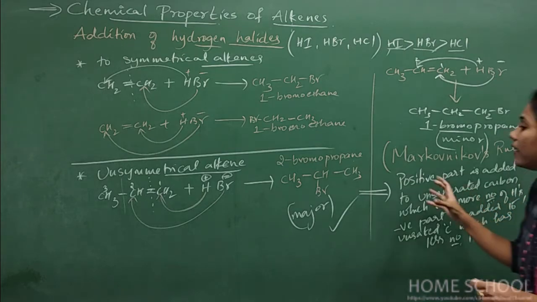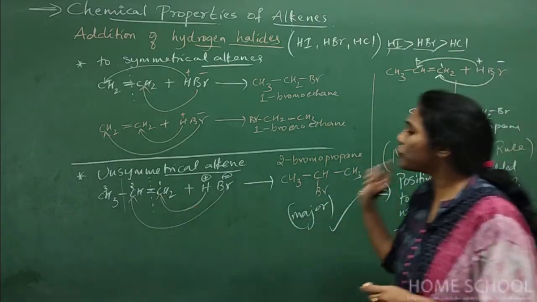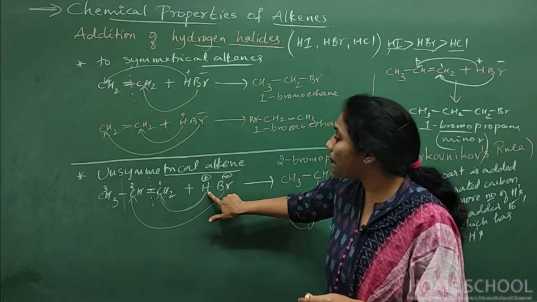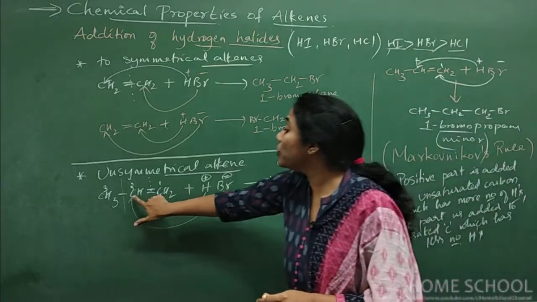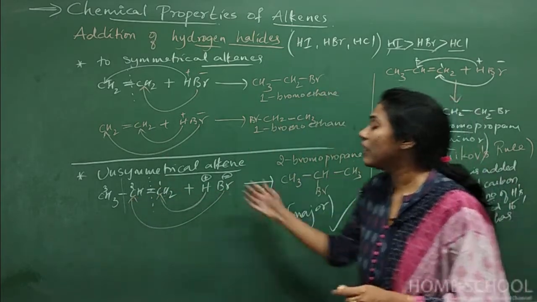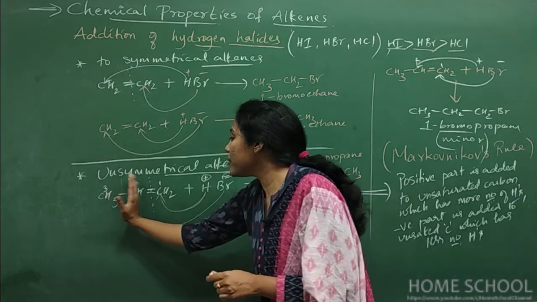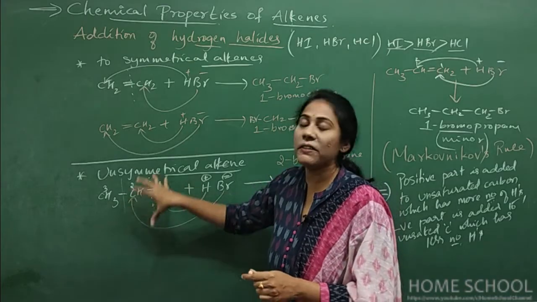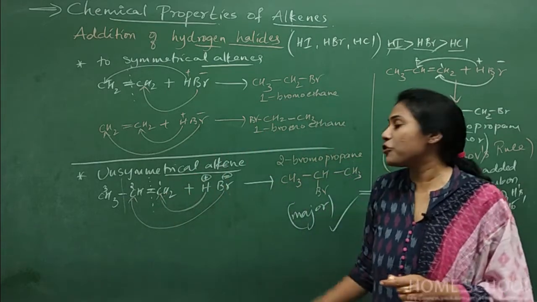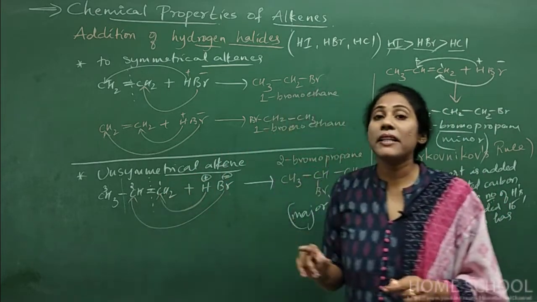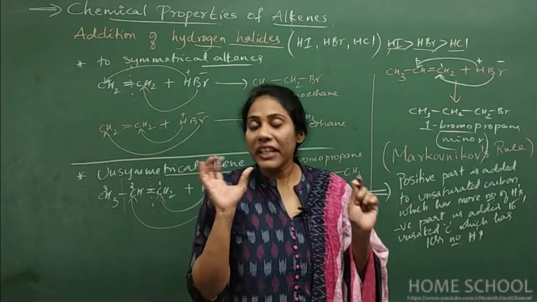This way of addition is always done for unsymmetrical alkene. You should always add the positive part to the carbon having more number of hydrogen and the negative part to the carbon having less number of hydrogen. So you should concentrate only on the carbons which are connected to the double bond. Among these carbons you need to select which has more hydrogen and which has less. Positive part is always added to the carbon having more hydrogen, negative part to the carbon having less hydrogen. This rule we call Markovnikov's rule.